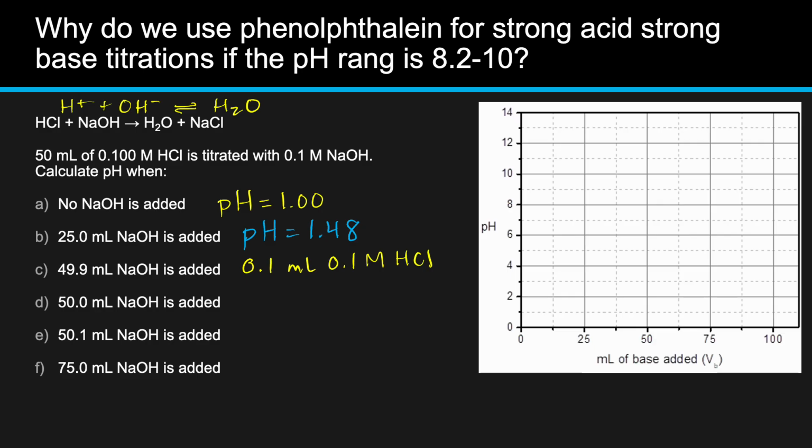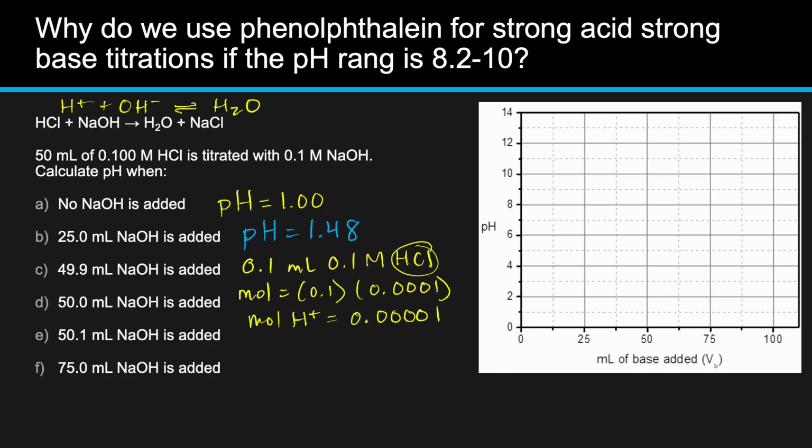So first, again, get moles. So we're going to get moles by multiplying our 0.1 molar by our 0.1 milliliter. So it's going to be 0.0001. That will give us 0.00001 moles of H plus ions. Again, I can use that because it's a 1-to-1 ratio in HCl.